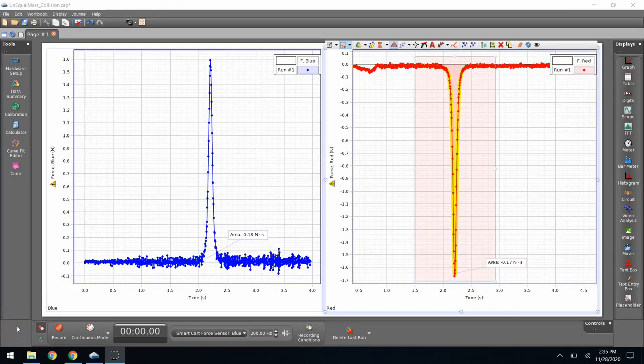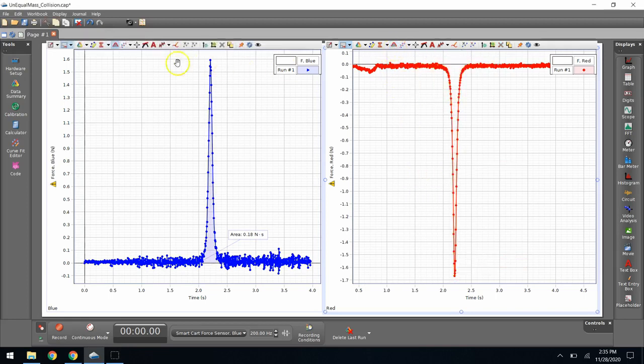All right, so I've cleaned up the data a little bit, and I got the impulse on the blue cart. I got 0.18 newton seconds. And then on the red cart, I got the impulse to be negative 0.17 newton seconds. So again, within 1/100th of a newton second, those impulses are equal and opposite, just like Newton's third law predicts. Now let's get the velocities and see if the velocities show that momentum was conserved during the collision just like it did before.